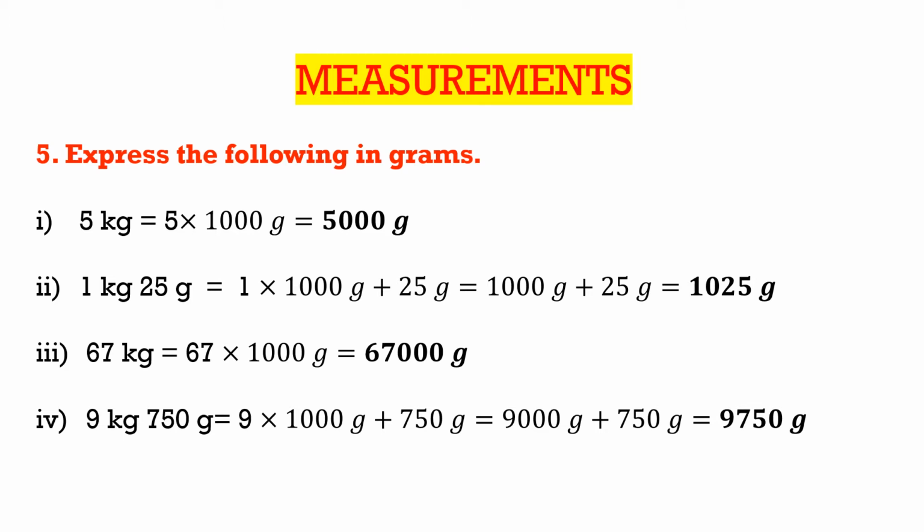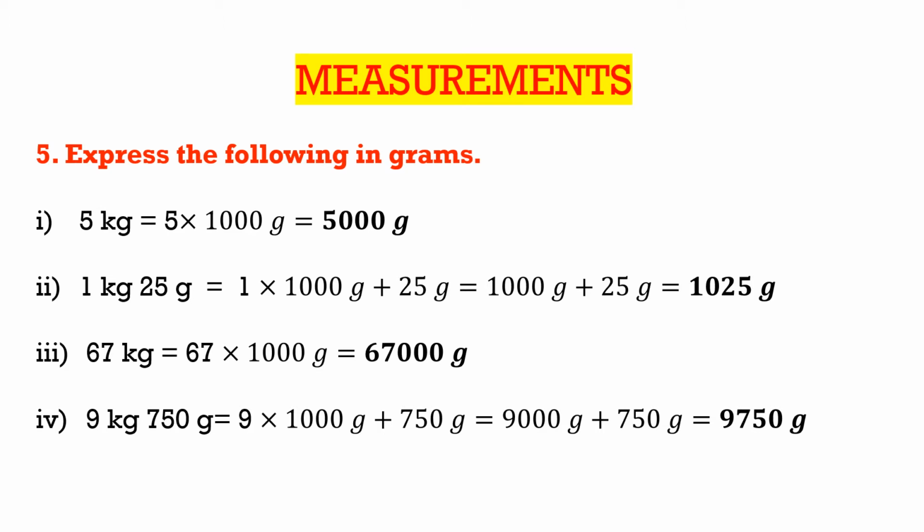Now we have to solve fifth question. Fifth question given is express the following in grams. We have given the numbers in kg and we have to convert kg into grams. First bit given is 5 kg. We have to convert 5 kg into gram. We know 1 kilogram equal to 1000 gram. So multiply 5 with 1000 gram equal to 5000 gram. So we get 5 kg equal to 5000 gram.